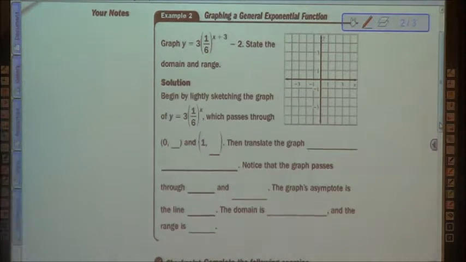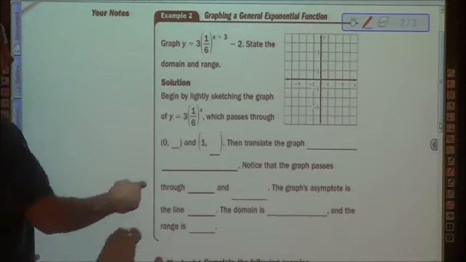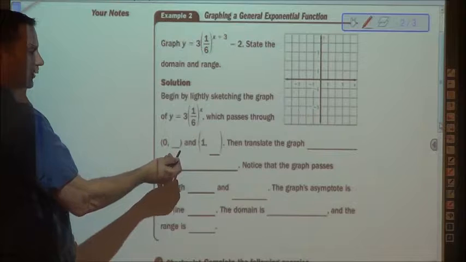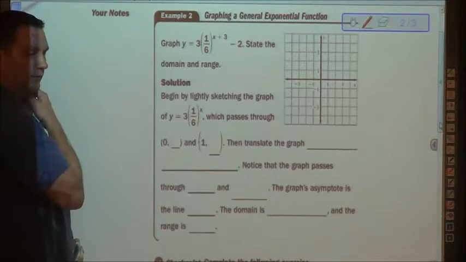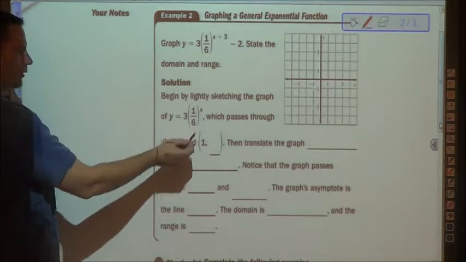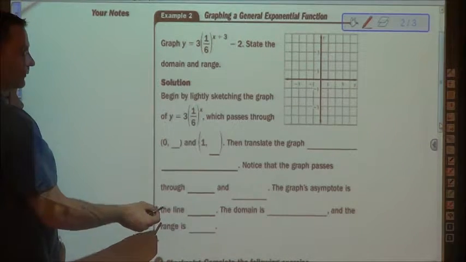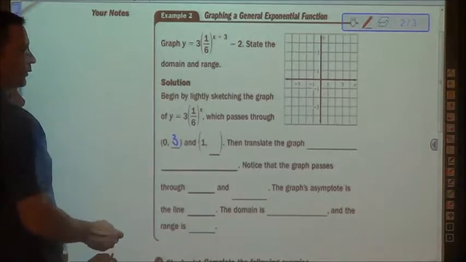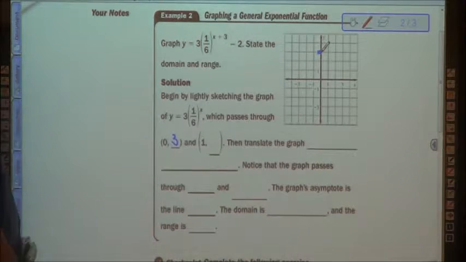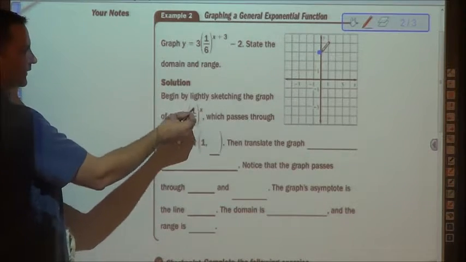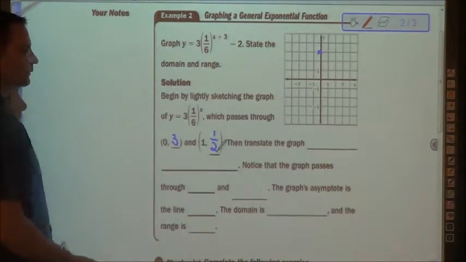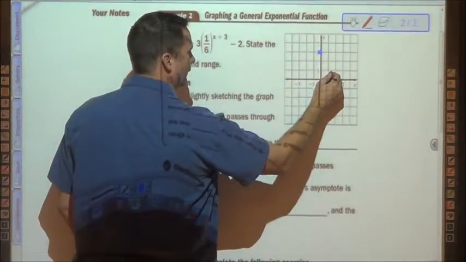All right, so begin by lightly sketching this graph. It's easier, again, to get points without the +3 and the -2. So I'm not going to sketch the graph, I'm just going to put 2 points on, and then we'll translate the graph with the minus h and the plus k. So what is 1/6 to the 0th power? 1. 1 times 3? 3. So we've got 0, 3. And then 1/6 to the first power would be 1/6, and 1/6 times 3 would be 3/6, or 1/2. So 1, 1/2.